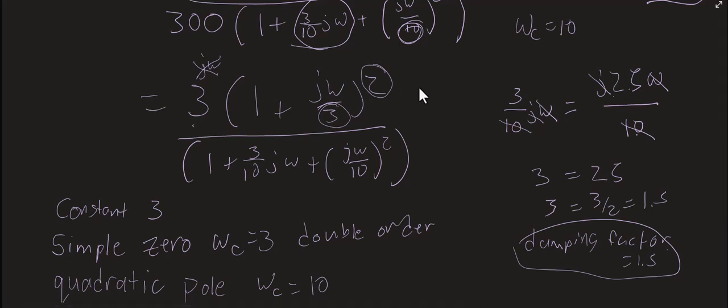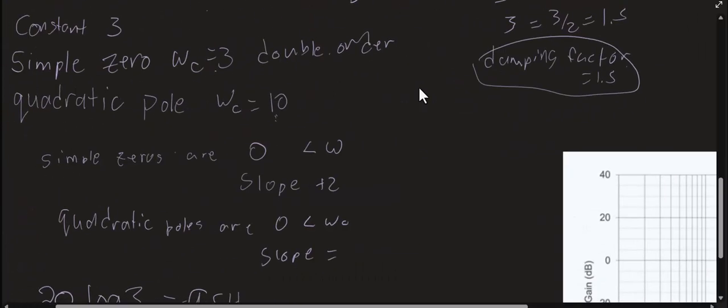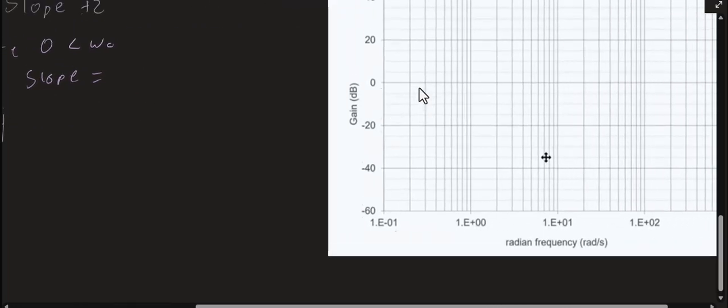The terms in the numerator give us zeros. The part right here, 3, is our corner frequency. It's squared, so it's double order. In the denominator, it's a quadratic term. Things in the denominator are poles with a corner frequency of 10. So now we're ready to graph. So we took our constant term, 20 log 3, and we got 9.54. Now you're all caught up.